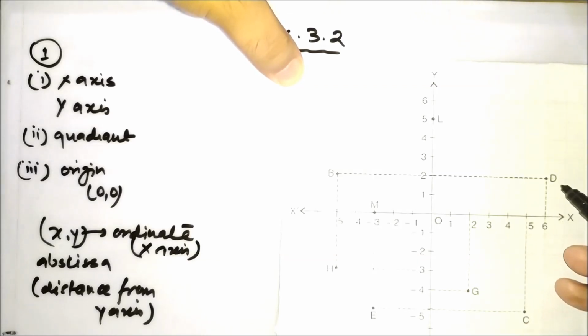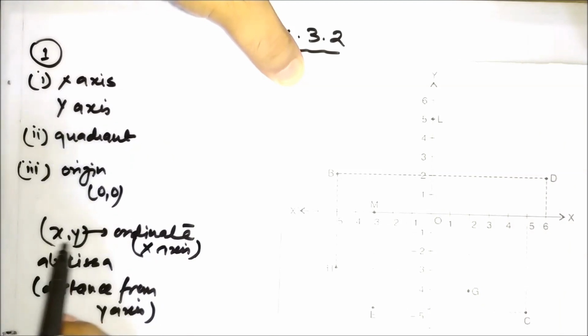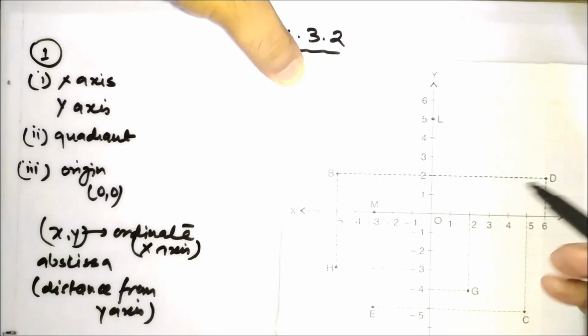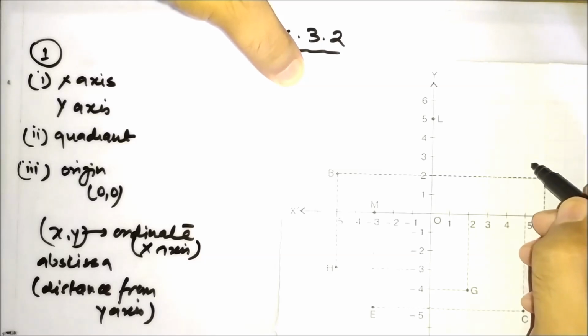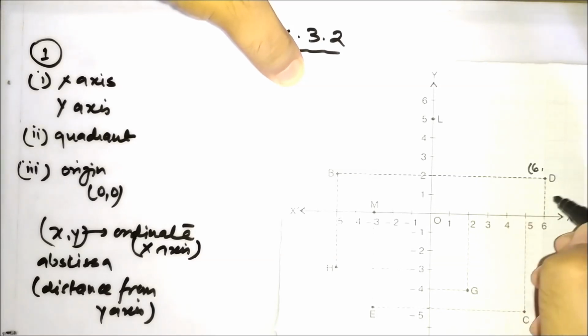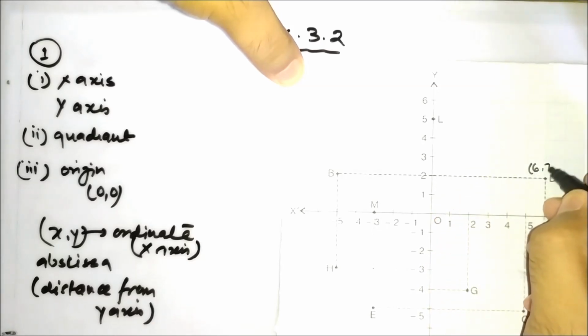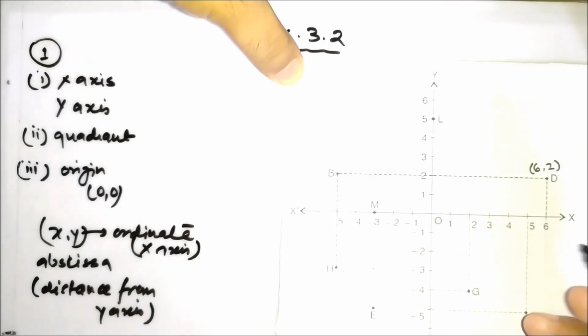So if you see this point D here, we need to find the coordinates of D in the form of x, y. So first what we'll do, you will draw perpendicular lines on x and y axis. So on x axis we meet at 6. So the x coordinate will be 6 and on y axis we meet at 2. So the y will be 2 here. So the coordinates of D will be 6, 2. I hope you understood how we have done that.